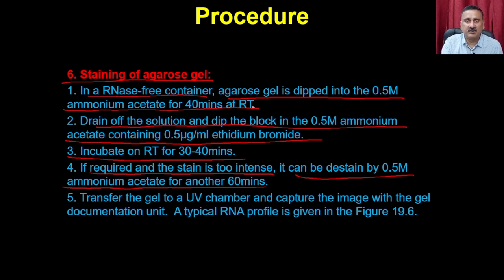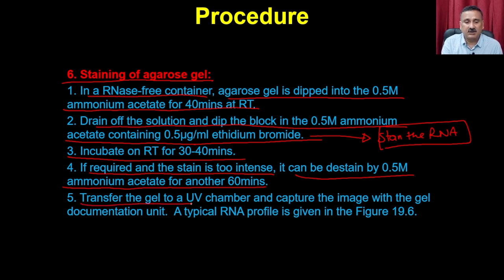So, initially you are going to dip the agarose gel into 0.5 molar ammonium acetate for 40 minutes at room temperature, then you are going to stain it with 0.5 molar ammonium acetate containing 0.5 microgram per ml ethidium bromide. This is going to stain the RNA, and if the stain is too intense, you can use the de-staining solution, which is 0.5 molar ammonium acetate, for 1 hour.